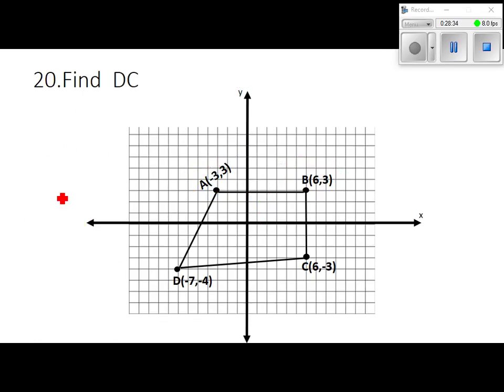Next, find DC. Again, this means find the length of segment DC. DC is down here. Not quite as easy as AB was because it's not horizontal. So we have to use the distance formula. So we set up the distance formula. Looks like that every single time. X, Y, X, Y. Use the 2 points that you're trying to find the length between them. We're going from D to C, so we use those 2 ordered pairs.